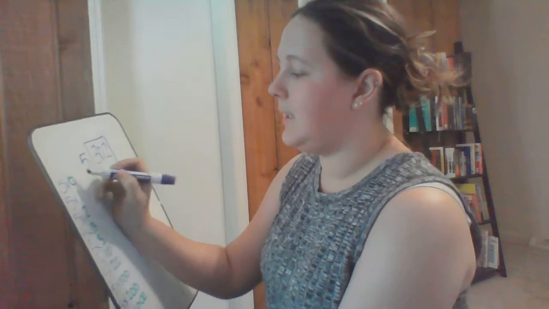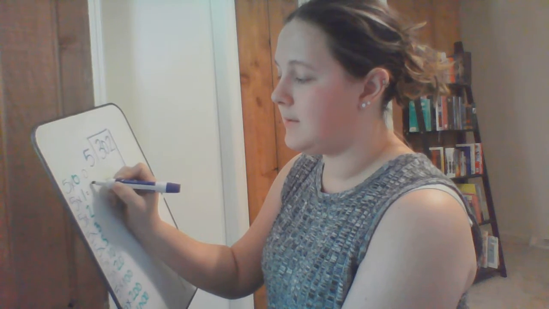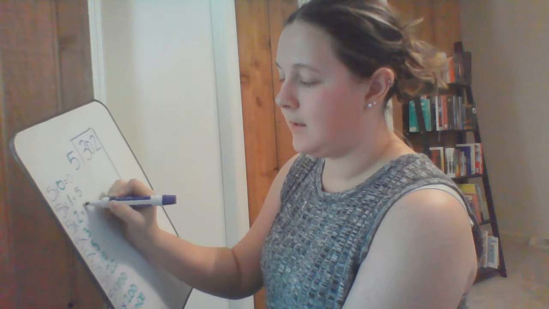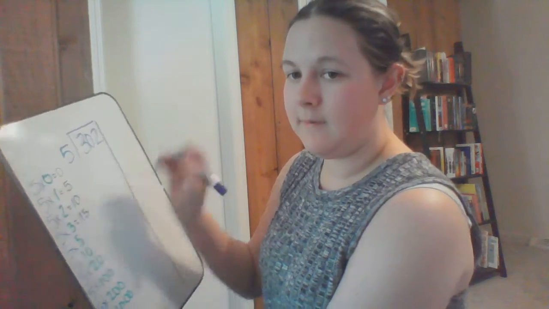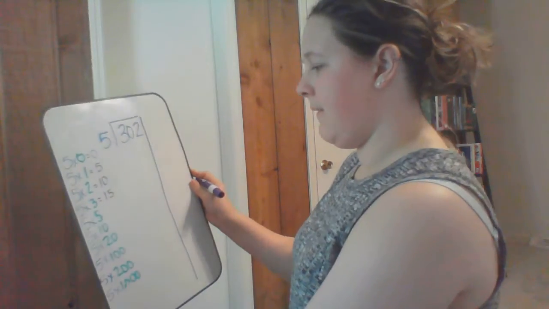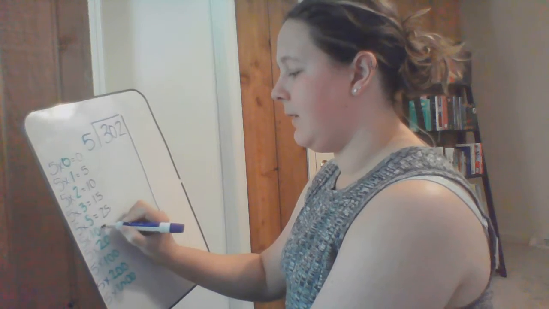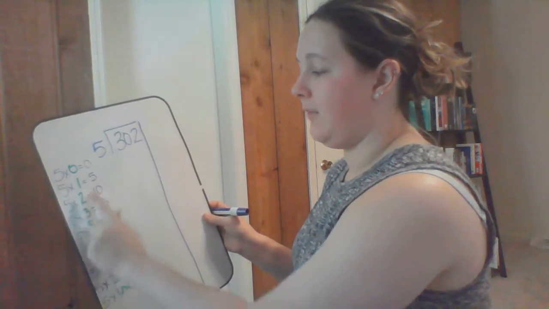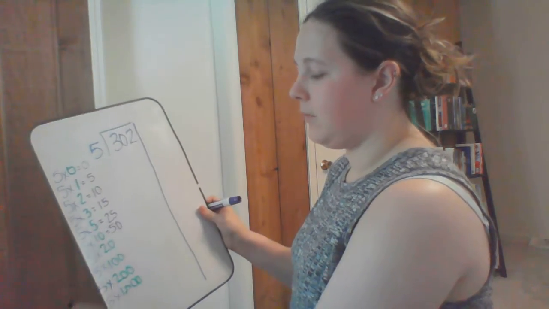5 times 0 is 0. 5 times 1 is 5. 5 times 2 is 10. 5 times 3 is 15. 5 times 5, 25. 5 times 10, if I didn't know this off the top of my head, I can go back to 5 times 1, which was 5, and add a 0 on the end.